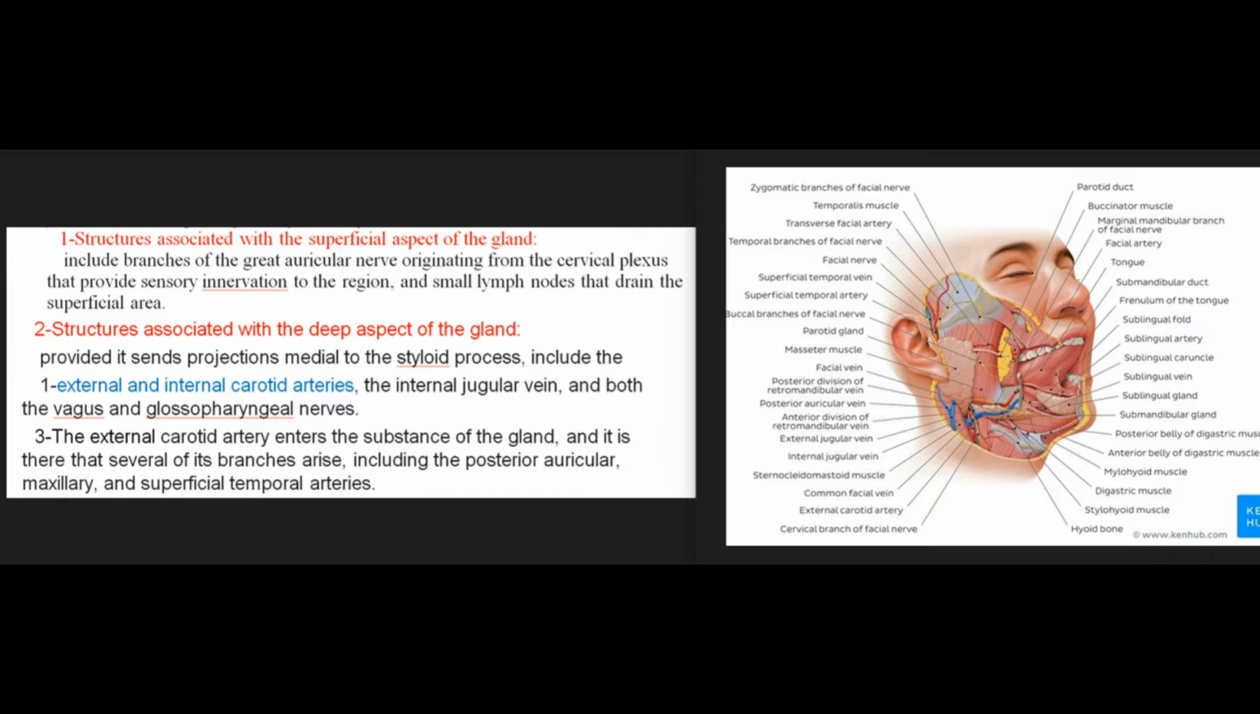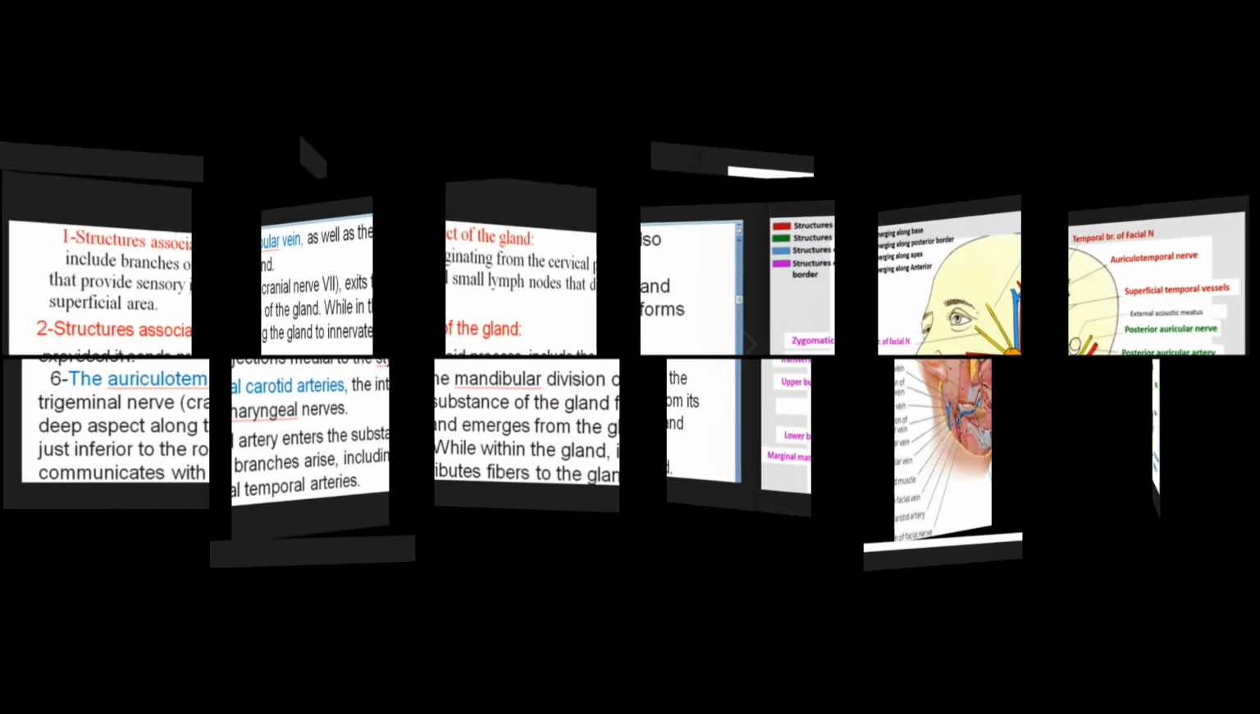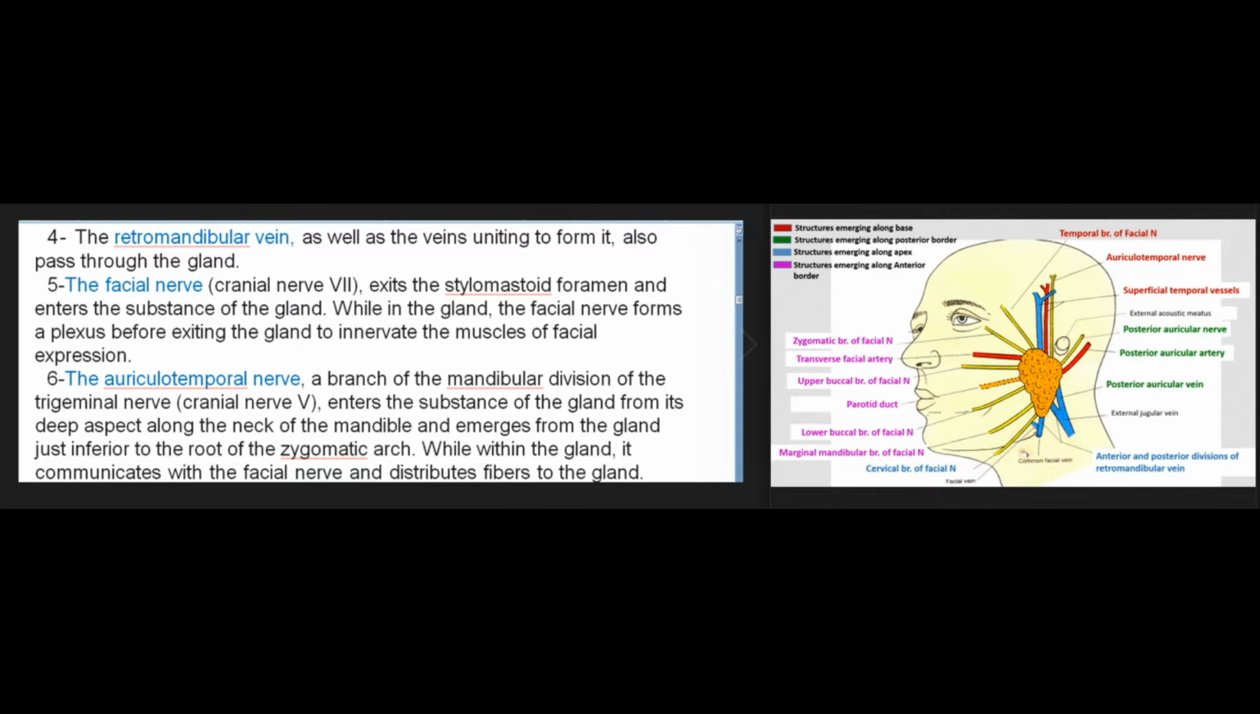3. The external carotid artery enters the substance of the gland, and it is there that several of its branches arise, including the posterior auricular, maxillary, and superficial temporal arteries. 4. The retromandibular vein, as well as the veins uniting to form it, also pass through the gland. 5. The facial nerve, cranial nerve 7, exits the stylomastoid foramen and enters the substance of the gland. While in the gland, the facial nerve forms a plexus before exiting the gland to innervate the muscles of facial expression. 6.